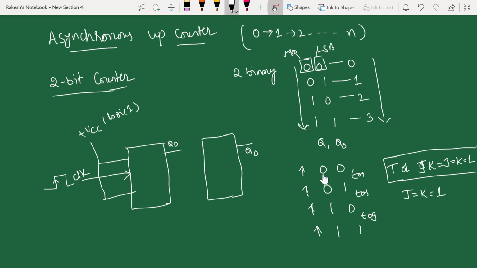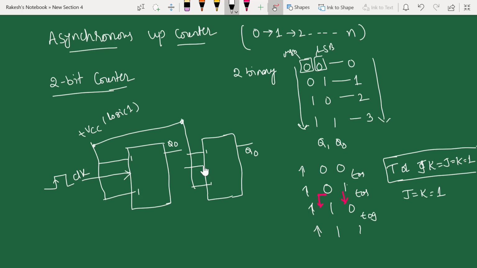Now we need to change the second flip-flop output. If you observe the second flip-flop output, it is toggling from 0 to 1 only whenever your Q0 is going from 1 to 0. Since this is also toggling, I can use a JK flip-flop with input 1 for this also. I am going to use one more JK flip-flop, which is also connected to the power supply. That means both are 1 1. Your J is 1, K is 1. Here also J is 1, K is 1.